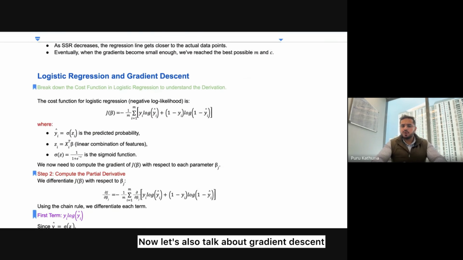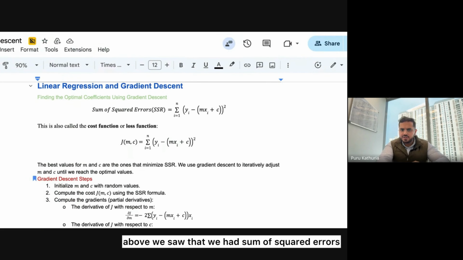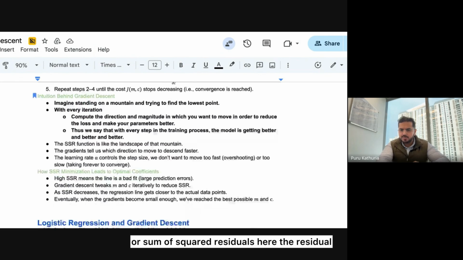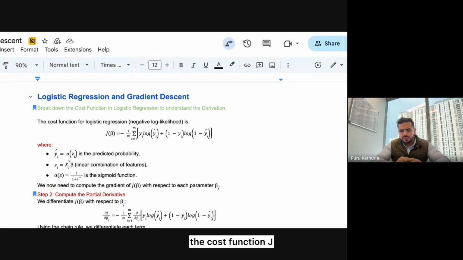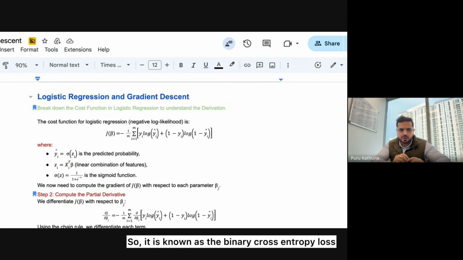Now let's also talk about gradient descent with respect to logistic regression. Now, logistic regression has a different loss function, right? Above, we saw that we had sum of squared errors or sum of squared residuals. Here, the loss function is defined by the cost function j. J is a function of beta, right? So it's known as the binary cross entropy loss.